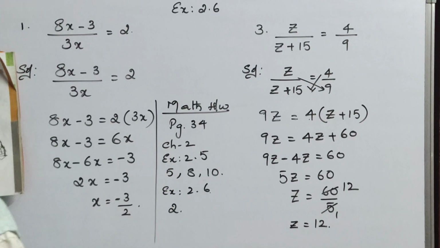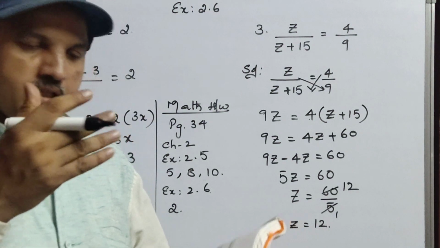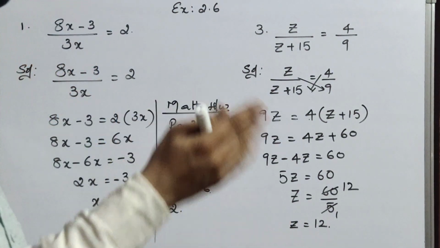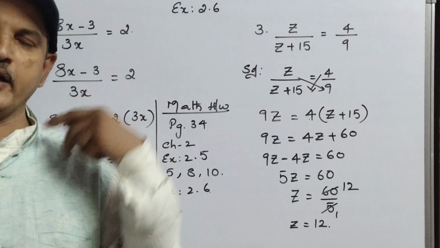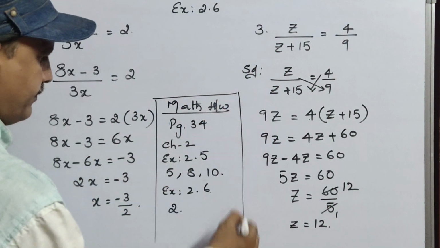Okay? The remaining 4, 5, 6, 7, 8, in the next class I am going to finish 2.6 completely. Then again I will go for 2.2 like that, word problems. Okay? So exercise 2.6 second sum. So this is your homework.